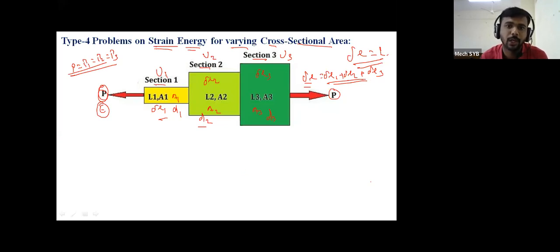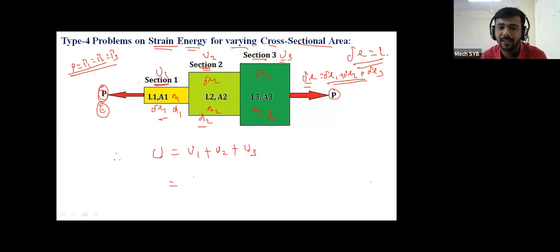That is, we have to calculate U1 as the strain energy stored in section number 1. We have to calculate U2 as the strain energy stored in section number 2. And we have to calculate U3 as the strain energy stored in section number 3. And at the end, the total strain energy is equal to U1 plus U2 plus U3.